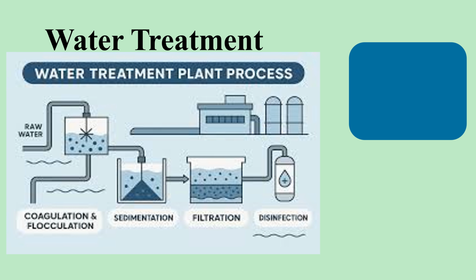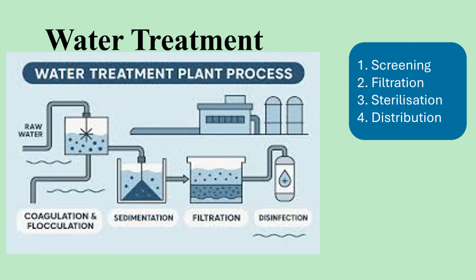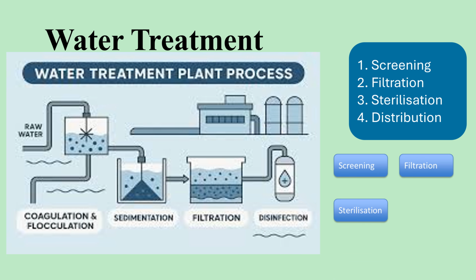This diagram shows the main stages involved in water treatment. First, screening removes large debris such as sticks and leaves. Next, filtration removes smaller particles and sediments. After filtration, sterilization is carried out using chlorine, ozone, or ultraviolet light to kill microorganisms. Finally, the clean potable water is distributed to homes and businesses.